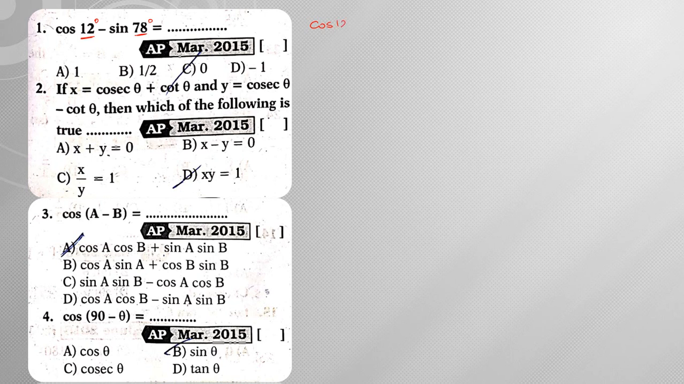Now clearly we can write it as cos 12 degrees minus sin 78, I can write it as sine of 90 degrees minus 12 degrees. So 78 degrees I can write as 90 minus 12. So this can be written as cos 12 degrees minus sine of 90 minus theta, which is cos theta, because when you are having 90 degrees, sine will be changed to cos. So cos 12 degrees minus cos 12 degrees will give me the answer as 0. Hence the answer is 0.